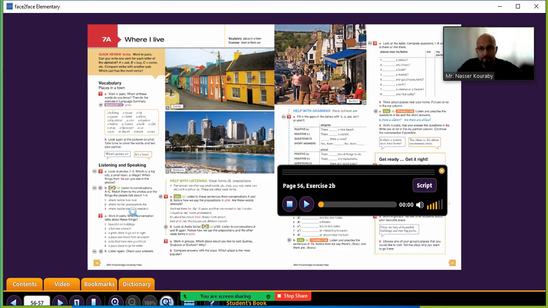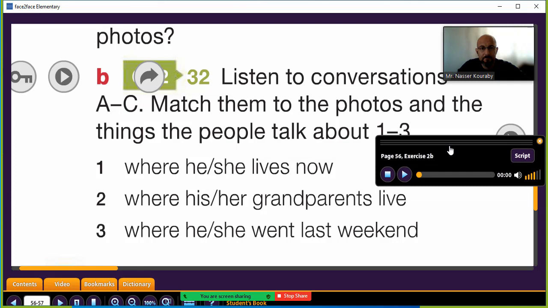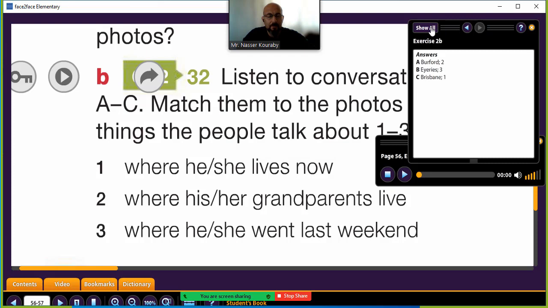Okay, guys, so let's check the answers. So the first conversation talks about Burford, and he talks about where his grandparents live. Okay, so the first one is Burford, and sentence two is about it. The second one is Iris, and it's about number three, last weekend. And the last one is about Brisbane and where he or she lives now. Okay, so we'll move to the next exercise, number three.